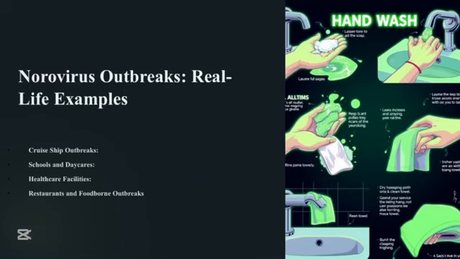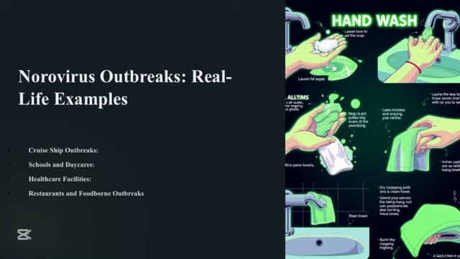So here are norovirus outbreaks, real life examples. Cruise ship outbreaks. Example: in 2012, a major norovirus outbreak affected over 700 passengers and crew on a cruise ship. The virus spread quickly in the crowded confined space, leading to widespread illness. Schools and daycares. In 2019, a daycare center in the US had a norovirus outbreak affecting dozens of children and staff. The virus spread quickly due to close contact and shared toys.